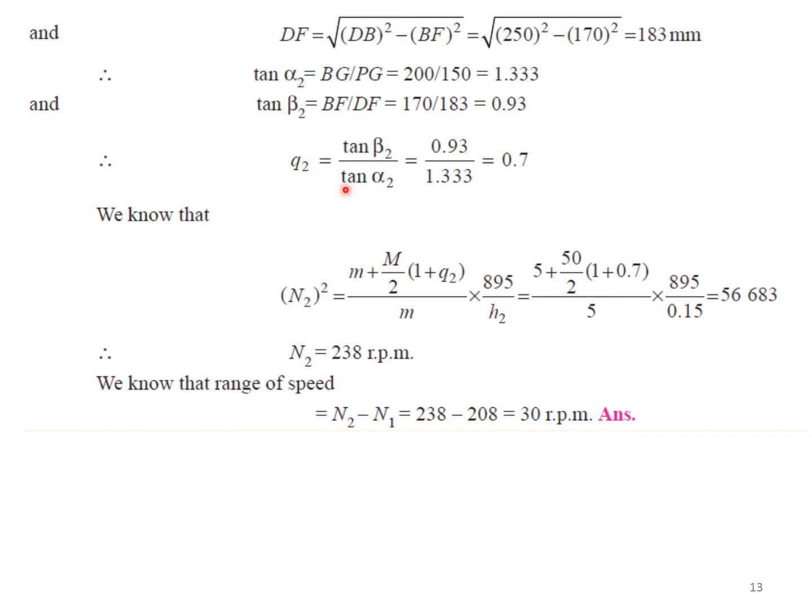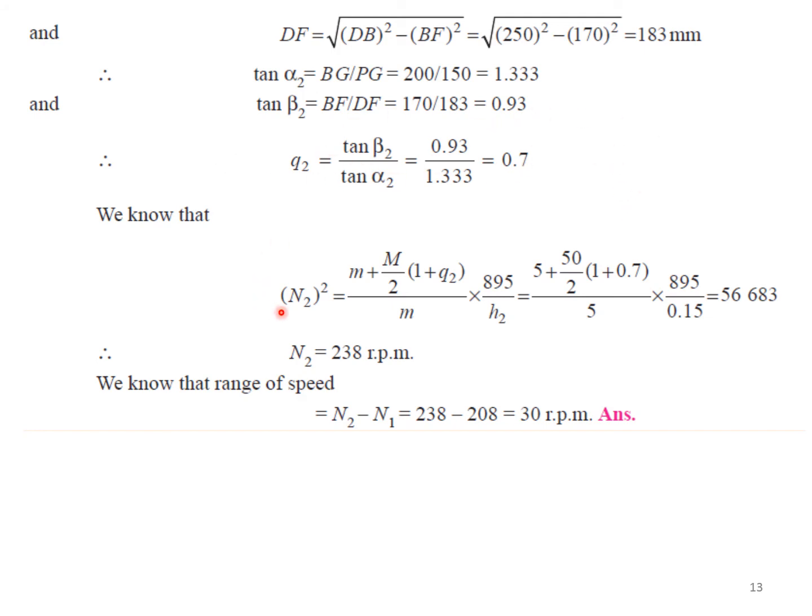So tan beta 2 by tan alpha 2 is q2. What is tan beta 2? It is BF by DF, 170. I don't know the value of DF, so I calculate DF using the Pythagoras theorem, square root of DB square minus BF square. By substituting the values, I get it as 183 mm. So tan alpha 2 is BG by PG, that is 200 by 150, which is 1.33. Tan beta 2 is equal to BF by DF, 170 by 183, that is 0.93. So I get the value of q2 as 0.7.